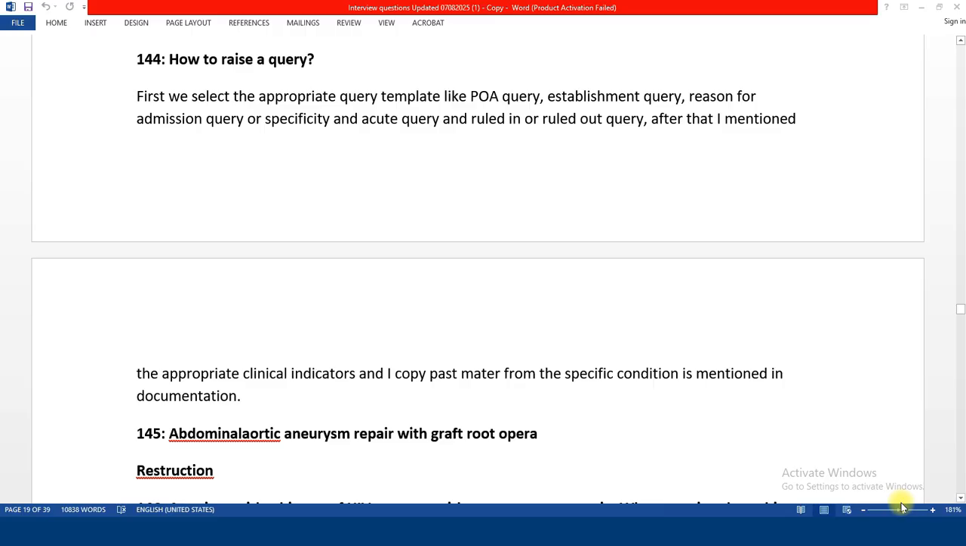Next, how to raise a query? First we select the appropriate query template, like PO query, established query, reason for admission query. Basically, the query template is based on your client, so you need to follow your client guidelines. But in the interview, if they ask you how to raise a query, you need to follow all these steps.